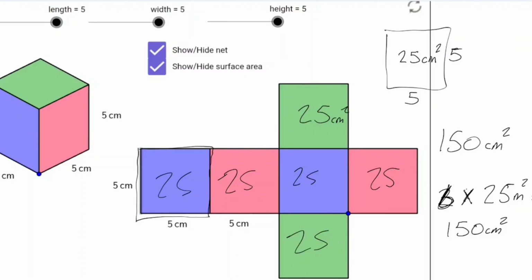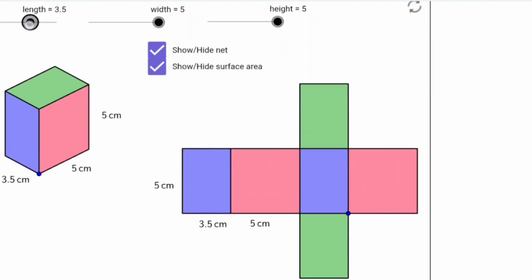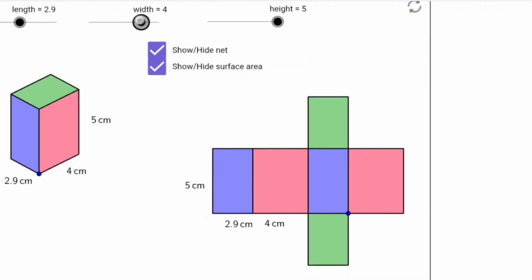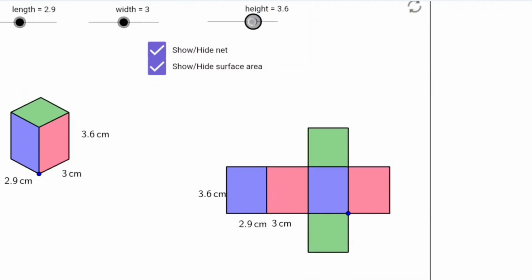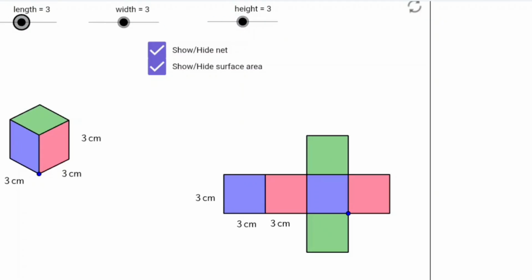I'm going to give you a question. I'm going to adjust the lengths of this. Let me just adjust the length now, and I'll make this 3. And I'd like you to calculate the surface area of this cube. Okay, they all have to be 3. Pause the video and see if you can calculate it, and I'll go through it in a few seconds.